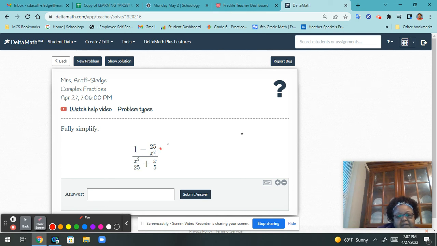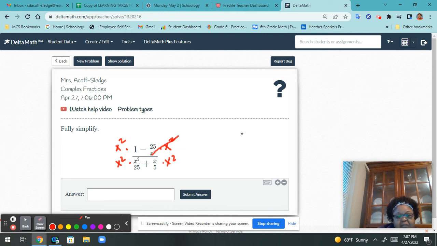The first thing I'm going to do is multiply everything by x squared, because that's what I have in my denominator here. And I'm talking about each term, because I'm dealing with my exponents first.